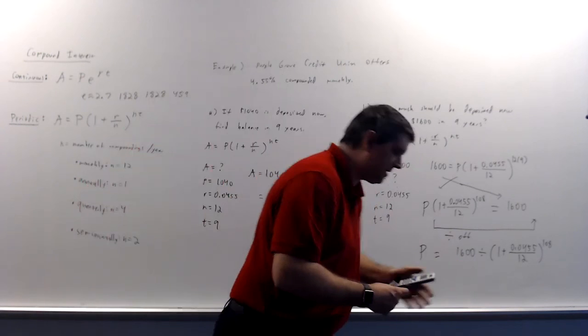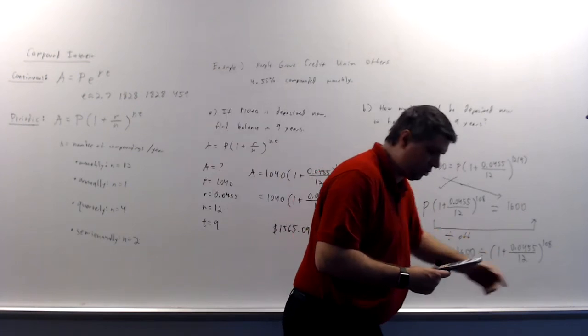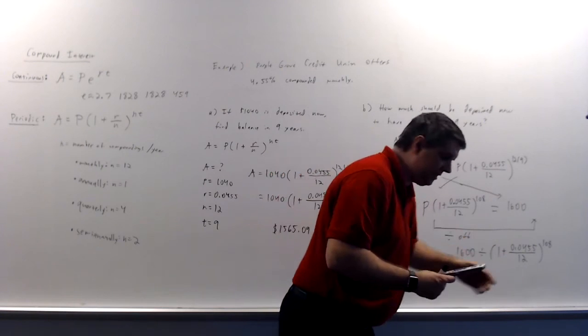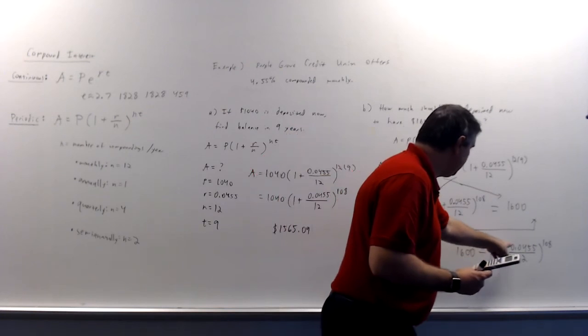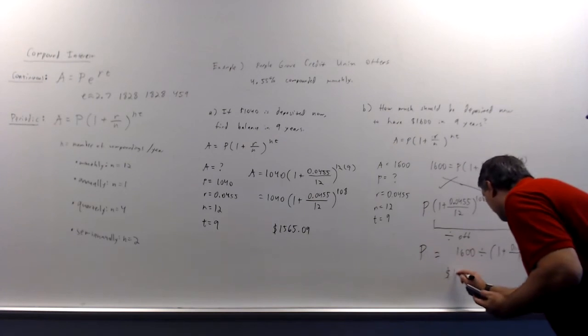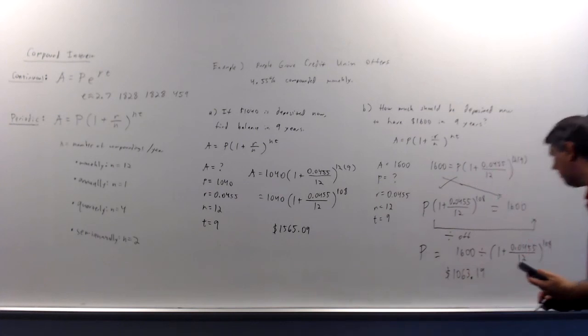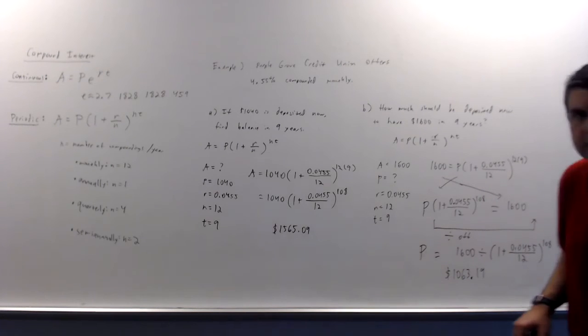Just type in the 1600 divided by, parenthesis. Very important that you include that parenthesis. 1 plus 0.0455 divided by 12. Balance the parenthesis, then your generic exponent button, 108. To the nearest cent, I got $1,063.19, rounded to 2 decimal places.